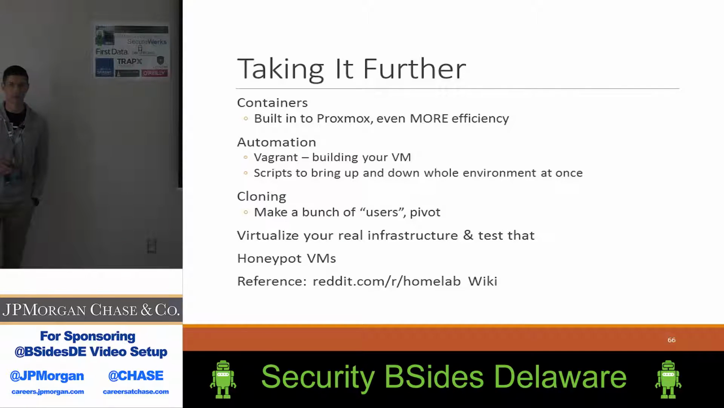Automation is another thing. You could use Vagrant to automate building your VMs. You can also make scripts to auto revert and bring back up your whole lab environment. Cloning, as soon as you get a Windows VM that you like, you can just hit clone, clone, clone, clone, and then you'll have 3 users instead of 1. So think about doing that.